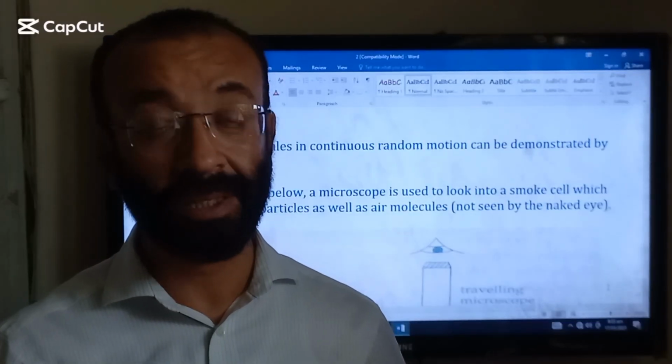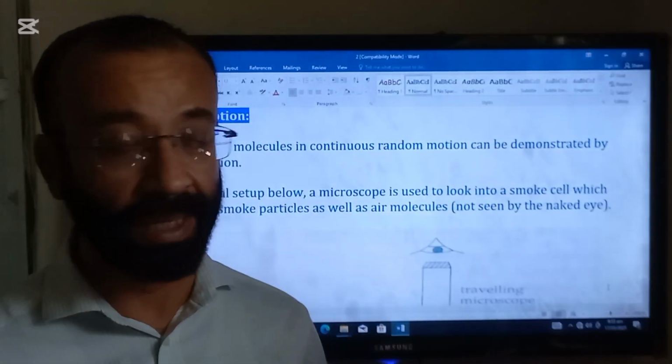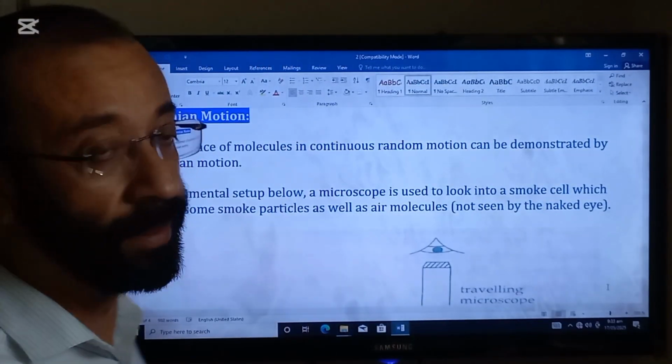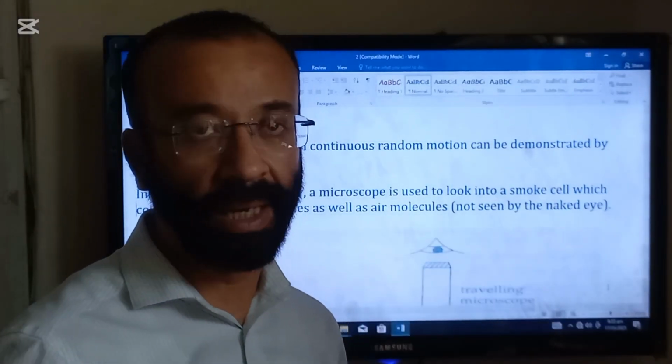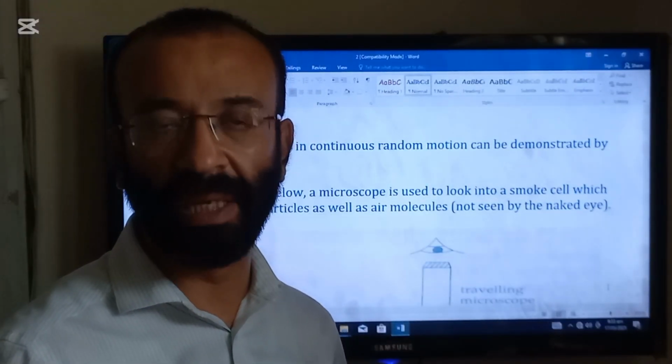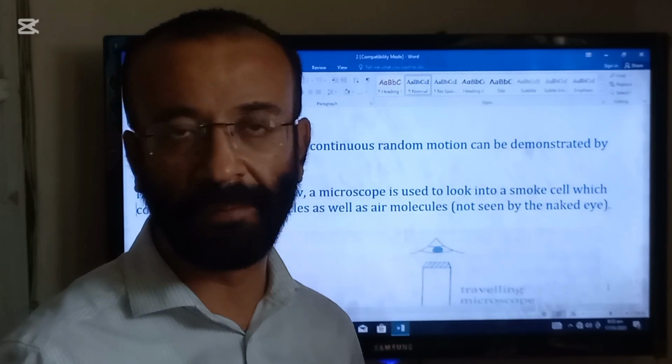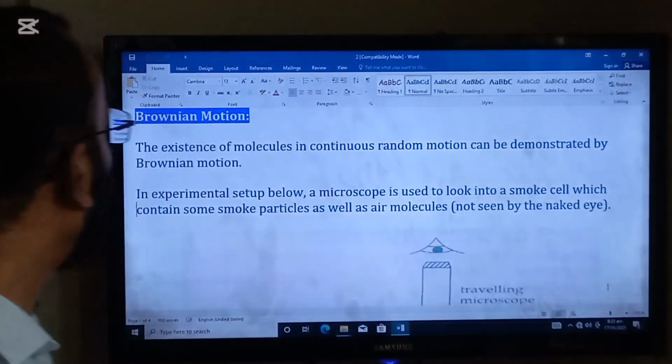Good morning, students. Today's topic in physics is Brownian motion. There are very important concepts in this topic, so concentrate. We are going to start.